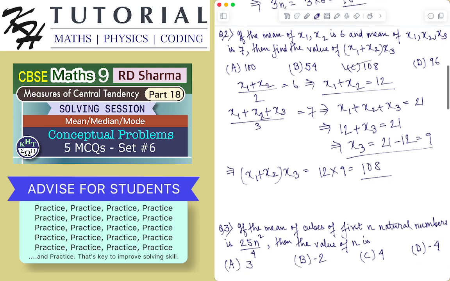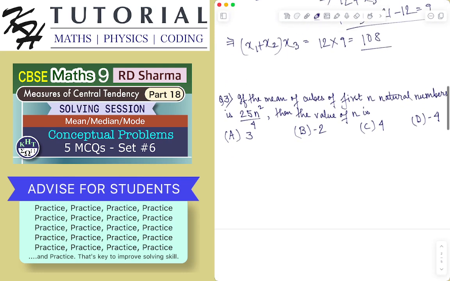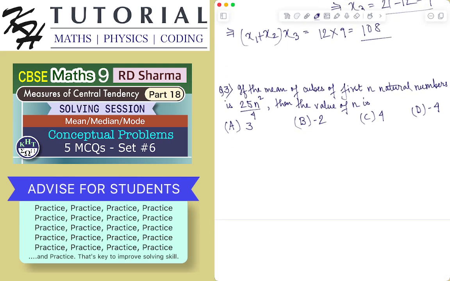Let's see the next problem. If the mean of cubes of first n natural numbers is 25n square by 4, then the value of n is. So, the cubes of first n natural numbers are 1 cube, 2 cube, like this, up to n cube. Okay. What will be the mean of the cubes of the first n natural numbers?